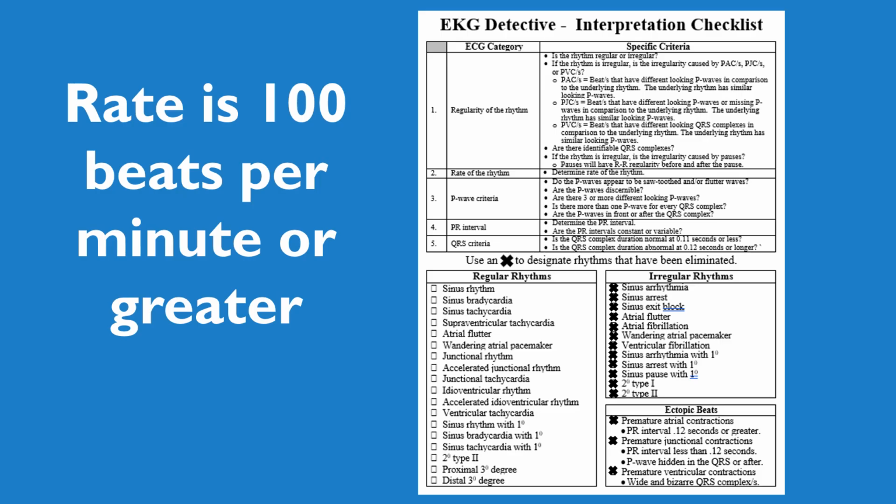Since our rate is greater than 100 beats per minute, going to the checklist, we can eliminate all of the rhythms that are not 100 beats or greater.